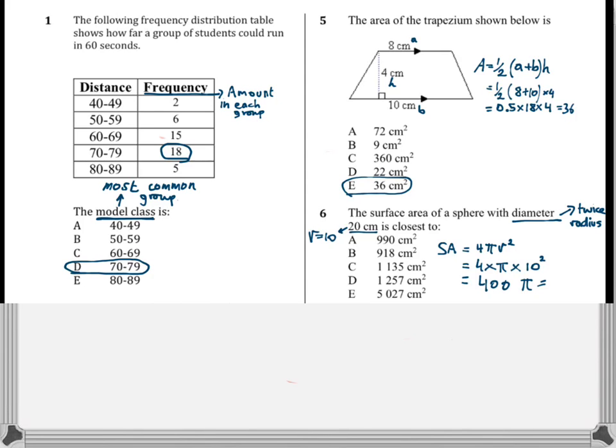And in the calculator, that will give me 1256.6, which is closest to D as your answer. Everyone following on? Let's look at the next part.